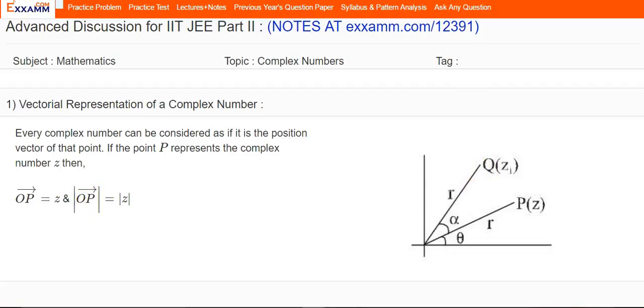So what is the direction of OP? OP direction is this one, and this is the direction of complex variable z. Suppose we have minus z, then the direction would be the other way round. And what is the modulus? Modulus of OP is equal to modulus of z, which is r in this case.